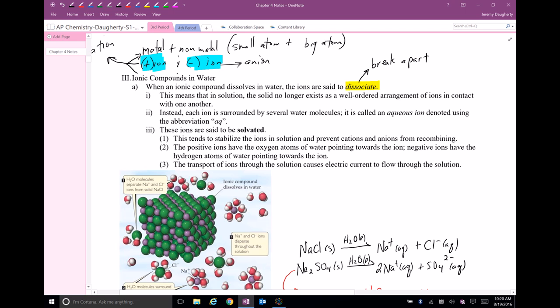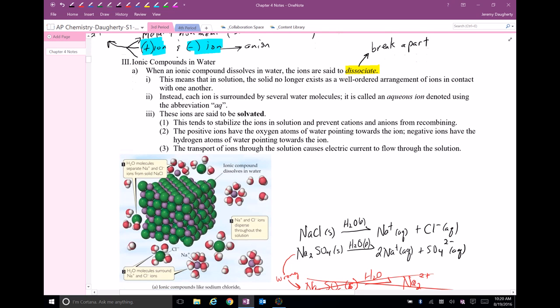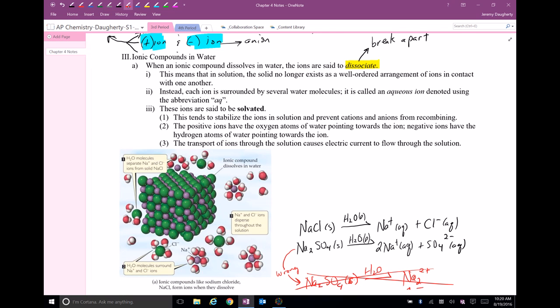When it breaks up into those ions, it is the ions that conduct the electricity. It's a bad idea to think of the ions as carrying the electrons from one electrode to another. It's the ions themselves that conduct the electricity. All right, so what happens is the ions become what are called solvated, which basically means that they are surrounded by water molecules.